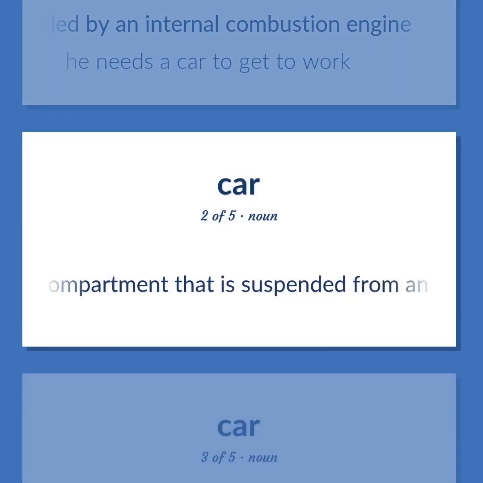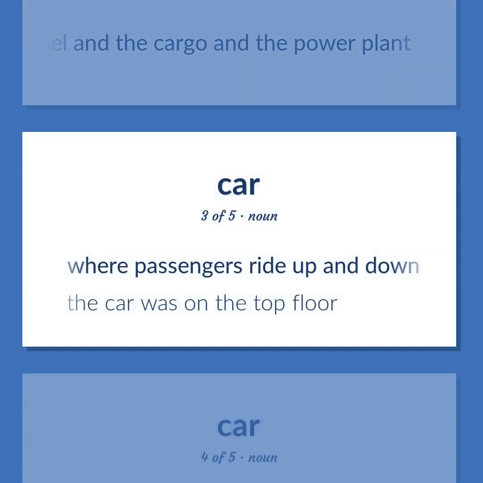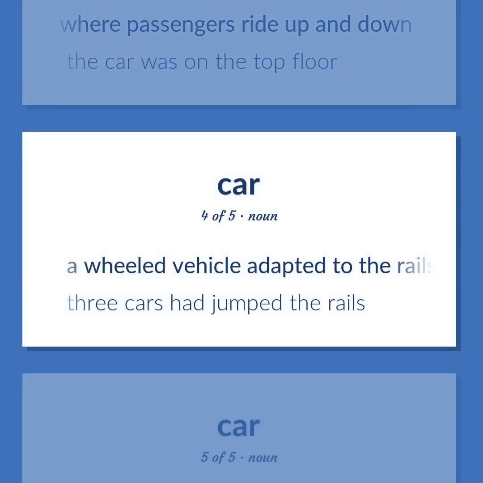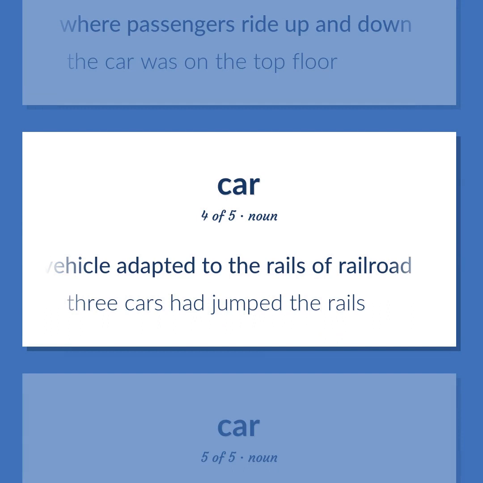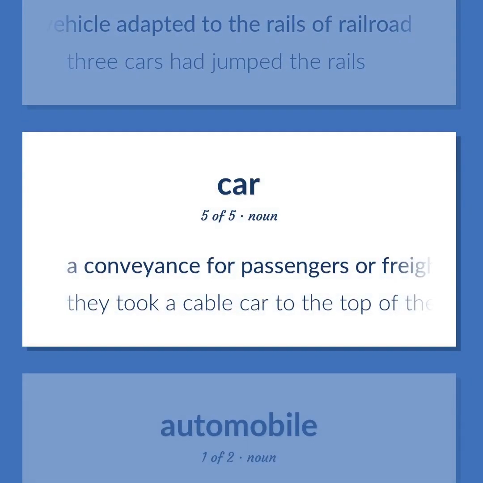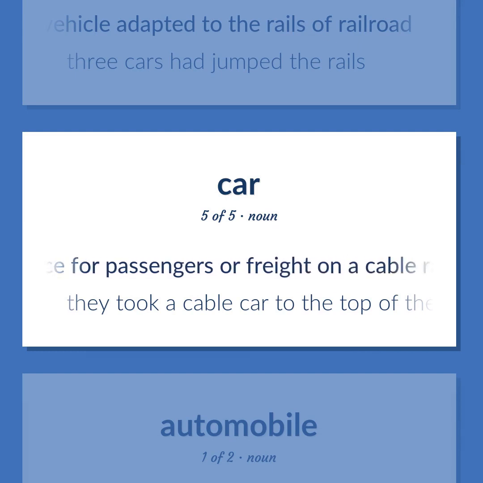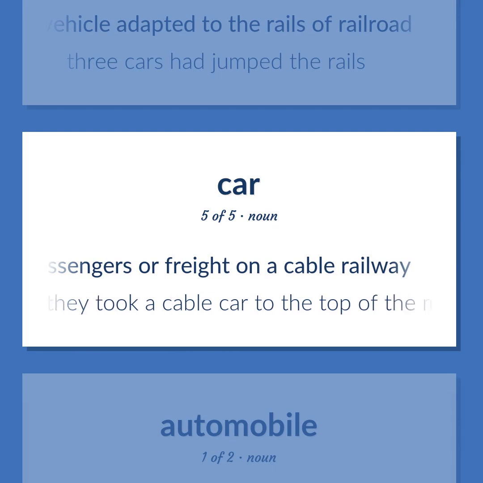The compartment that is suspended from an airship and that carries personnel and the cargo and the power plant. Where passengers ride up and down. The car was on the top floor. A wheeled vehicle adapted to the rails of railroad. 3 cars had jumped the rails. A conveyance for passengers or freight on a cable railway. They took a cable car to the top of the mountain.